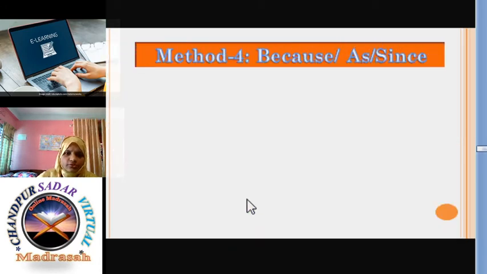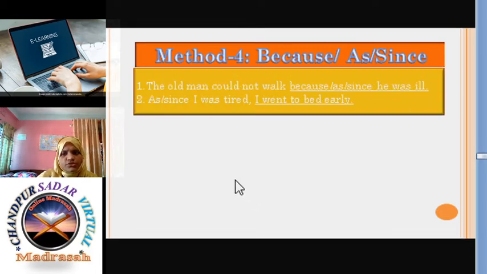Then method 4. Because, since, as. So here are given some examples. The old man couldn't walk. It can be because, or as, or since, etc. So the old man couldn't walk because he was ill, or as he was ill, or since he was ill. Or you can give: the old man couldn't walk because he was unable to walk, or he had broken one leg. More examples.